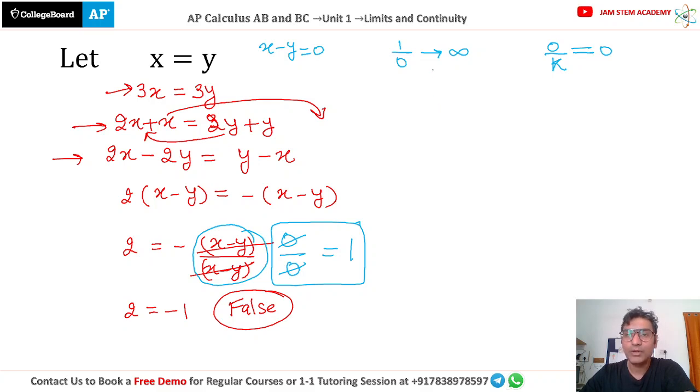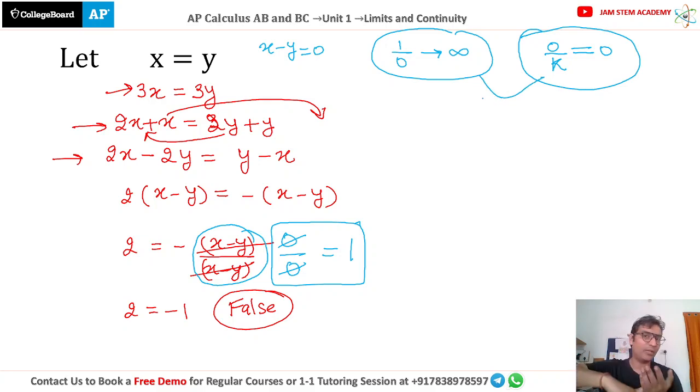So the problem is, what will happen if both numerator and denominator become 0? What can we do? If denominator is 0, answer tends towards infinity. If numerator is 0, answer is equal to 0. So what's the problem? What can we write here? So here is the point. These are indeterminate forms.